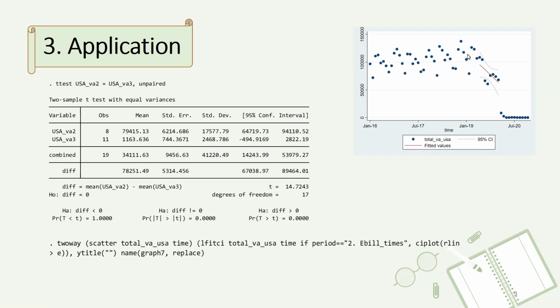0.0000. So if we're using the 5% significance level again, then this is for sure lower than 0.05, and that means the result is significant. So now that means the difference between USA VA2 and USA VA3 is significantly not zero. We can conclude that the number of visitors coming to Hong Kong from USA during the e-bill times and during the COVID times are significantly different. And the visualization on the right-hand side, the scatter plot, also shows that when it's COVID times, the visitor arrivals are almost approaching zero.